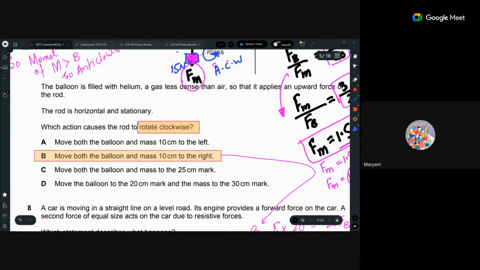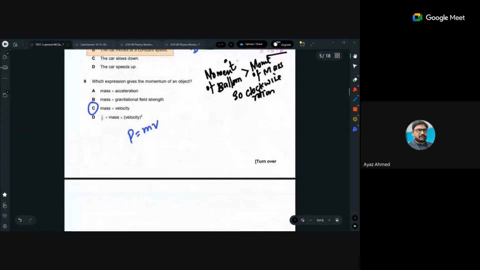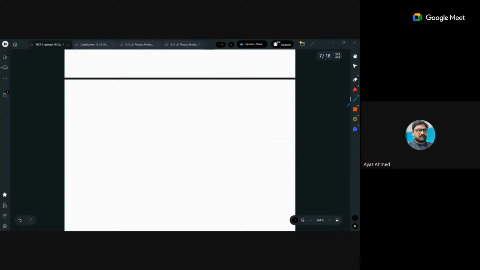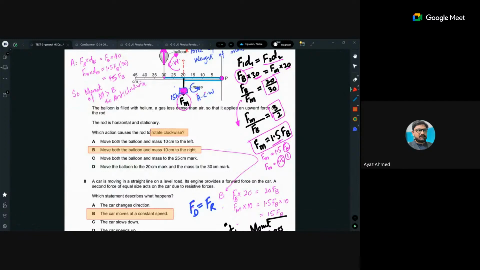It should be the opposite way, right? Clockwise. We need it to rotate clockwise. Right? What do we have to do? We have to make it rotate clockwise. Right? So I'm trying option B. In option B, what is done? This is again pivoted over here. What does option B say? Both balloon and mass are moved 10 centimeter right.